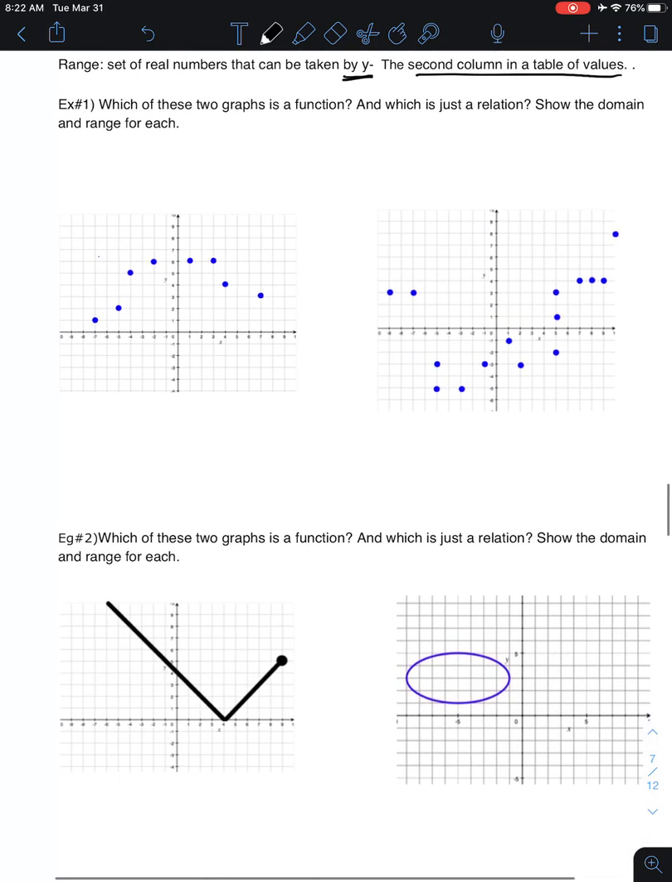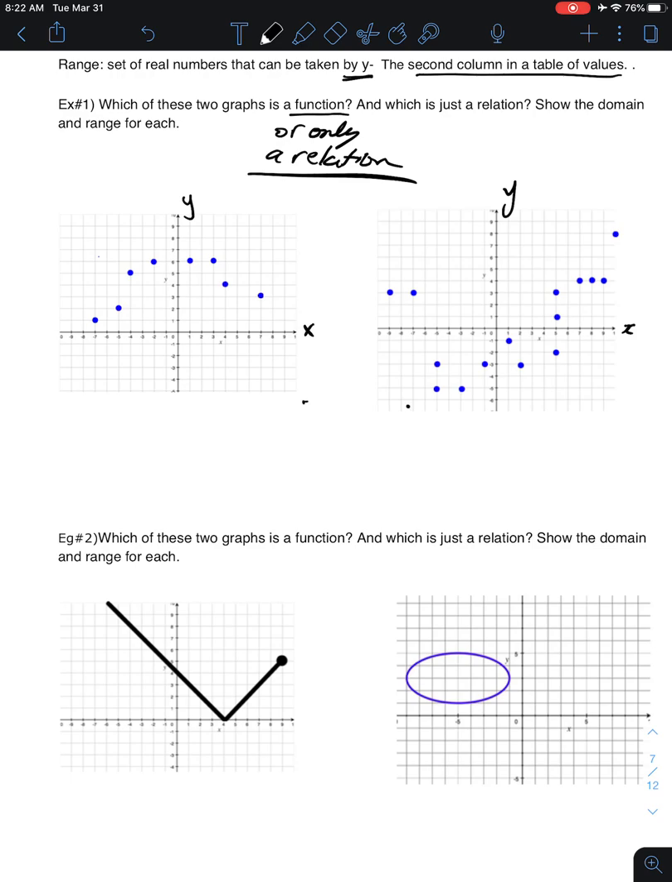So remember when we're looking at a graph that this is the x-axis, the horizontal one, and this is the y-axis. And so again, here's x and here's y in these two. And we're going to do two things. In each of them, we're going to decide, is it a function or only a relation?